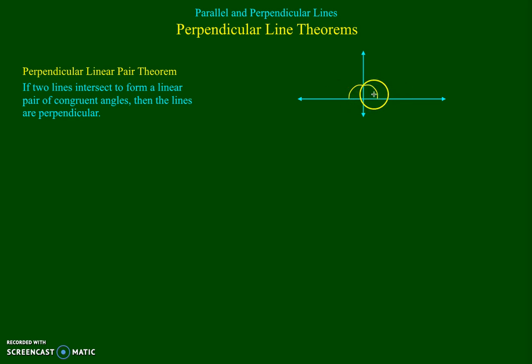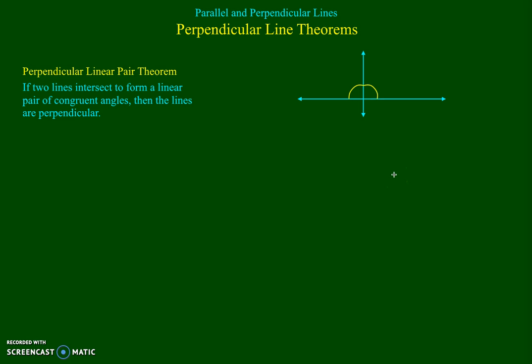Well, we know that linear pairs are supplementary, and if linear pairs are supplementary, then their measures add up to 180 degrees. If these angles add up to 180 degrees and they're congruent, then each angle must be a right angle, and therefore this line must be perpendicular to this line. By the definition of perpendicular lines, two lines are perpendicular if they intersect to form a right angle. Both of these are right angles, so these two lines are in fact perpendicular. So that's the perpendicular linear pairs theorem.